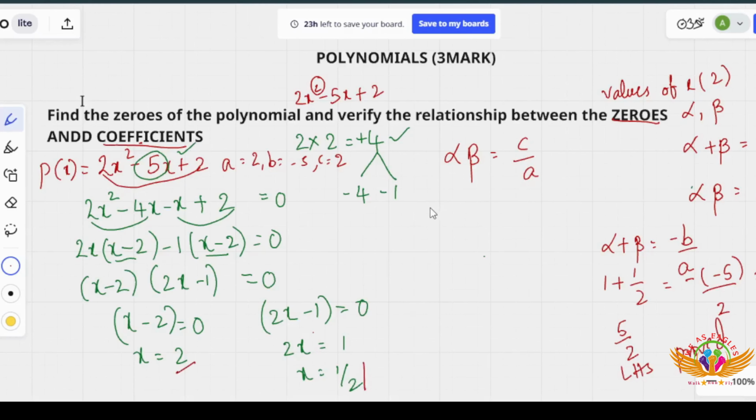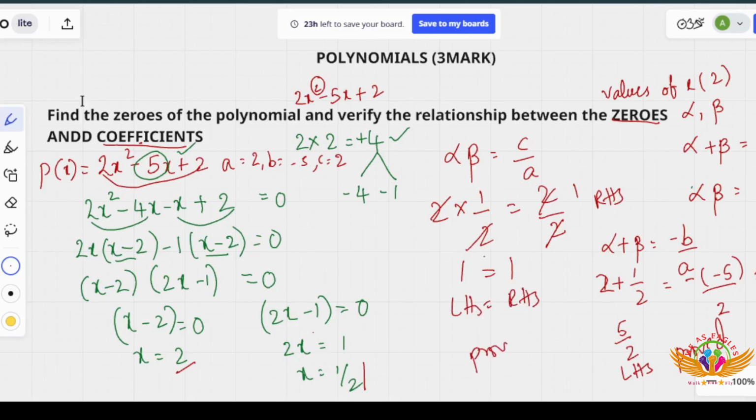Sorry, here it is 2. 2 into 1 by 2 is equal to, what is C? C value is 2 and A value is also 2. So 1 is the RHS and LHS is also 1. So 1 is equal to 1, hence LHS is equal to RHS and hence proved.